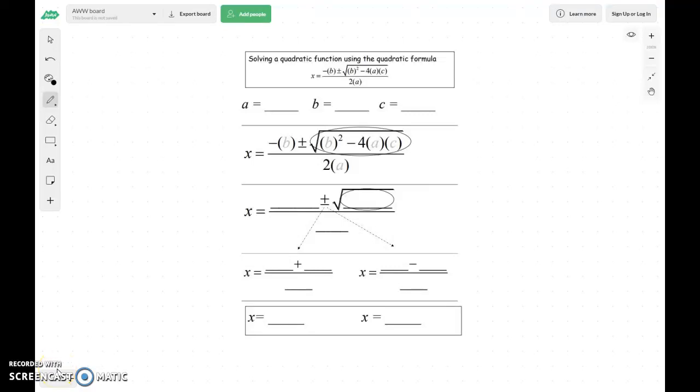Alright, so what we're going to be talking about today is the quadratic formula. And in case you don't know what the quadratic formula is, that's going to be this little formula you see right here on your notes page. It says solve a quadratic function using the quadratic formula.